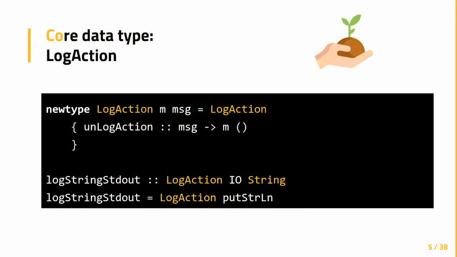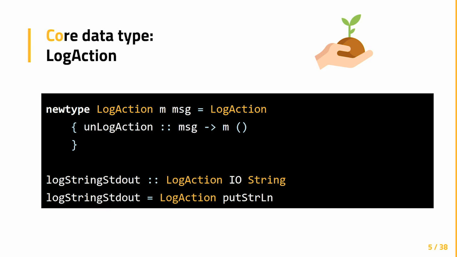So the most fundamental type in the logging library is the LogAction type. It's a newtype. It's parameterized by two type variables, the message data type and the monad. And it just stores a function from message to unit in a monadic context. The idea is that when we do logging, we're never interested in the returning value. So that's why we are returning just unit. Logging was never about seeing the value. It's about changing the context, so we can observe later what's going on.